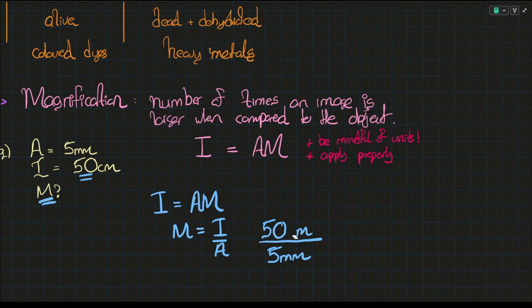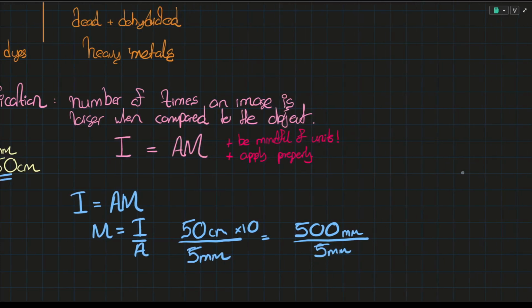You simply multiply by 10. So when that happens, let me keep it as is and then multiply. So 10. So 50 centimeters would be 500 millimeters equivalently. And then we have 5 millimeters. 500 over 5 would be simply 100. So your magnification would be 100.